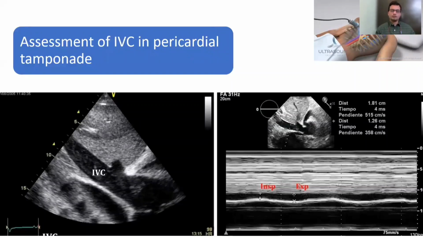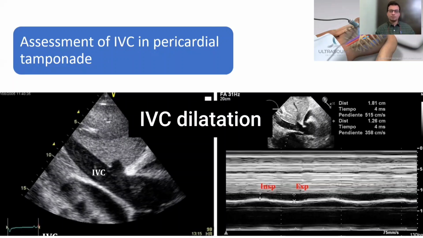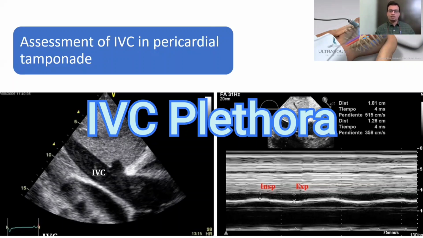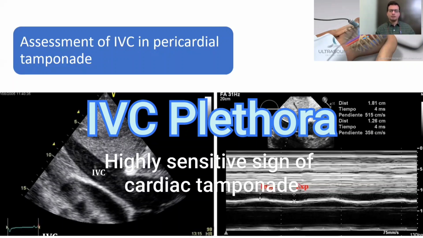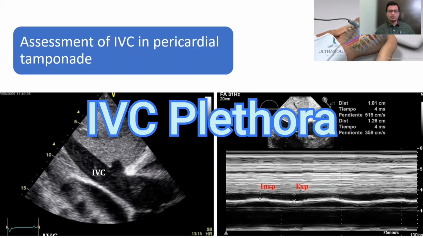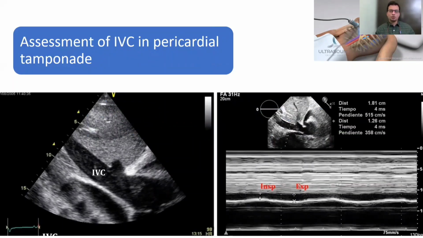An important sign of tamponade seen in 2D echocardiography is the dilatation of the IVC, that is inferior vena cava, and hepatic veins. This is known as IVC plethora, and although not very specific, it is a very sensitive sign of cardiac tamponade. A decrease of the physiological collapsibility of the IVC during inspiration is a commonly observed sign.